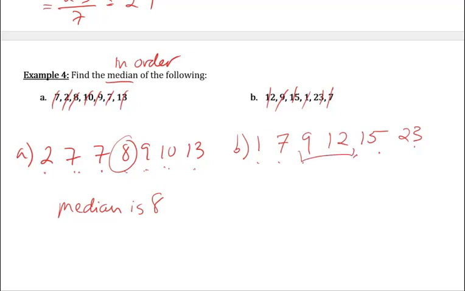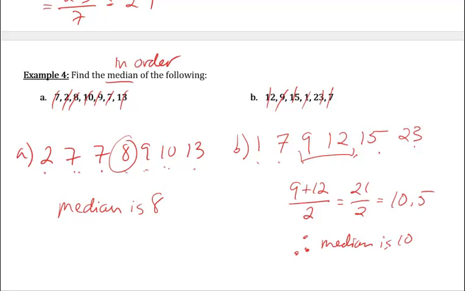So now I have a problem. What I'm going to do is average those two middle numbers, which is the layman's term for finding the mean. So 9 plus 12 is 21, over 2. That's going to give us a median of 10.5. That'll work, won't it? Therefore, the median of this one, in between those two middle numbers, is 10.5.